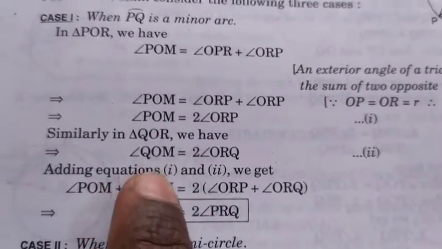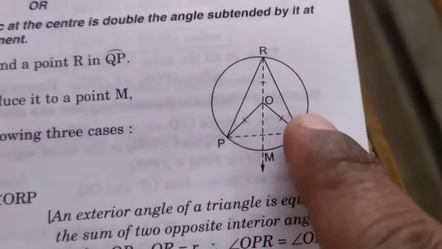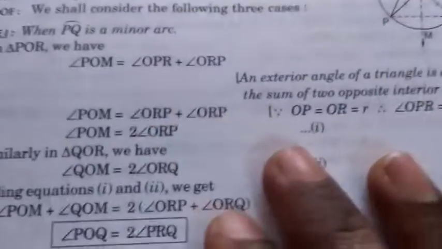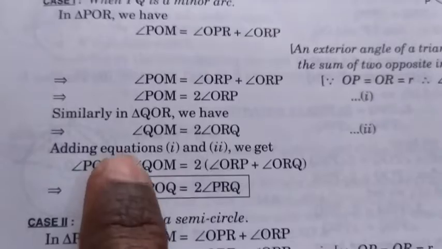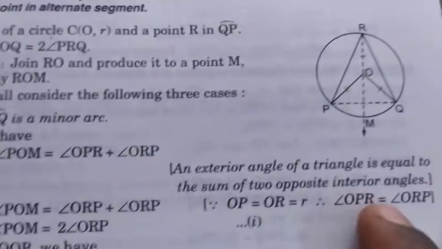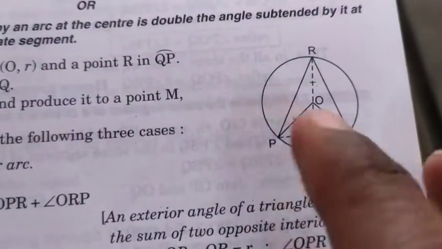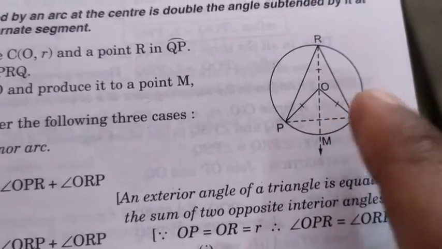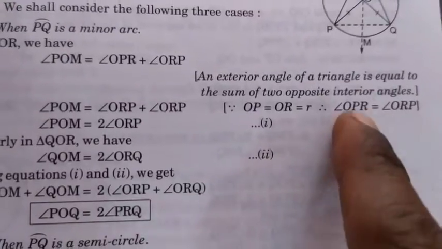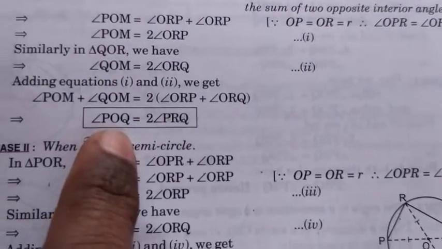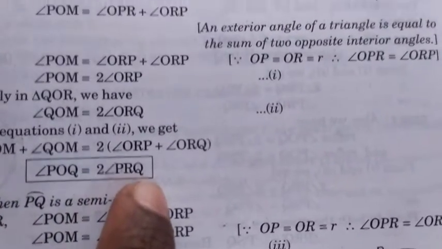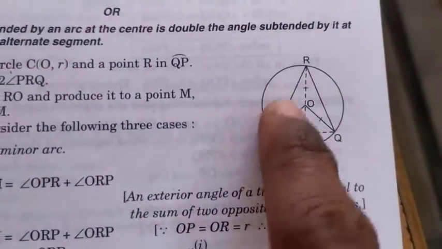Okay, and similarly you can get angle QOM in the second triangle, that is triangle ROQ. So thus it has been done. Adding both equations, angles POM and QOM, collectively construct angle POQ. So thus your proof has been done. Angle POQ is twice angle PRQ.